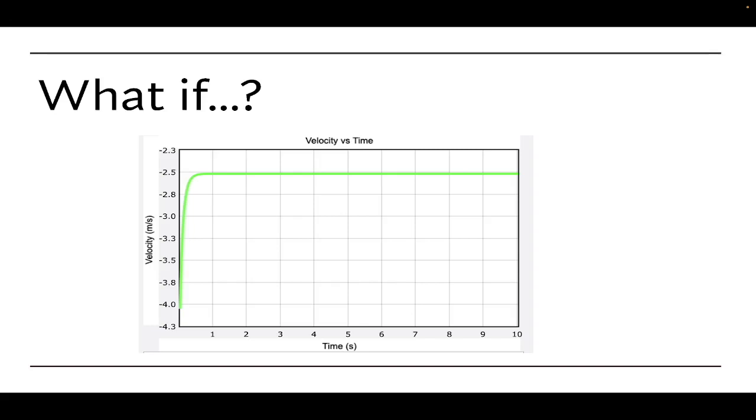This shows that no matter what the initial velocity is, whether the object is thrown or simply dropped as we did, the terminal velocity is not affected by the initial velocity. It is instead only affected by the properties of the box itself.